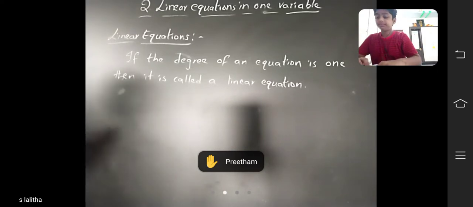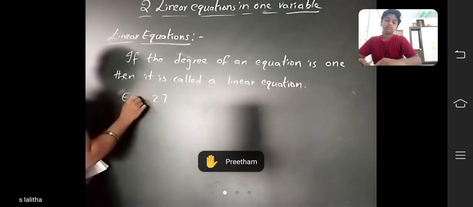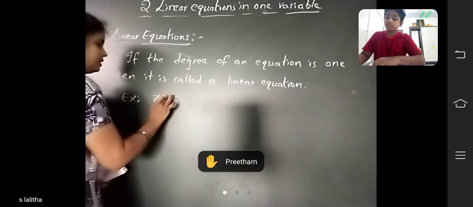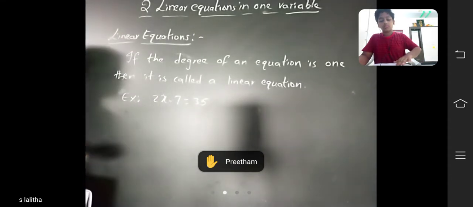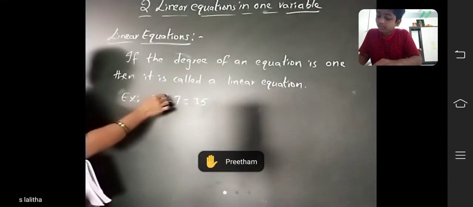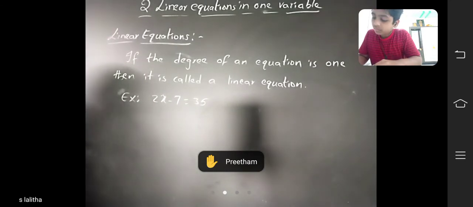Example, write: 2x minus 7 equal to 35. It is a linear equation. Why? Because here the degree is 1. So this equation is a linear equation. Did you understand now?